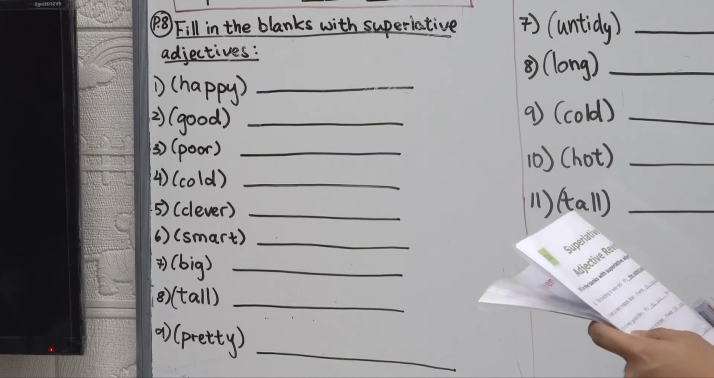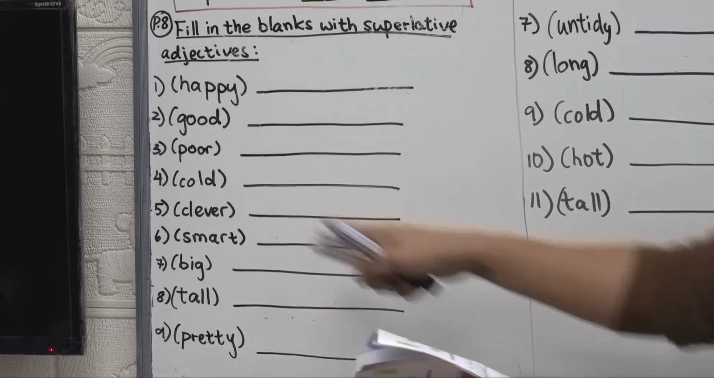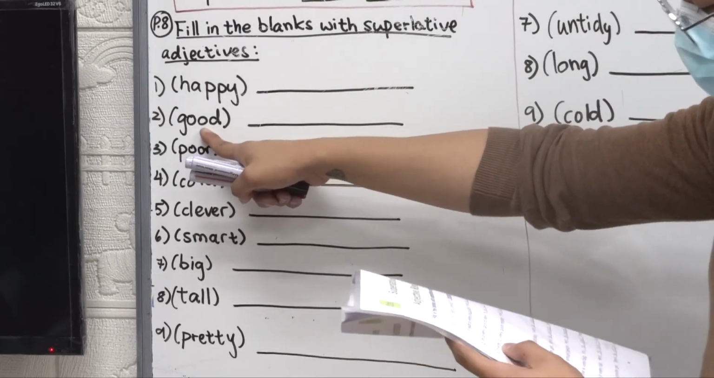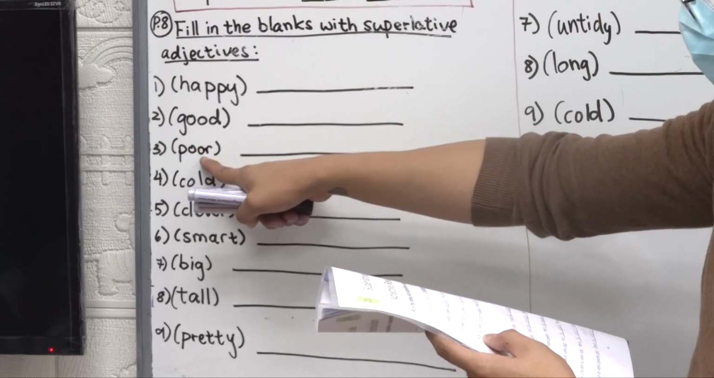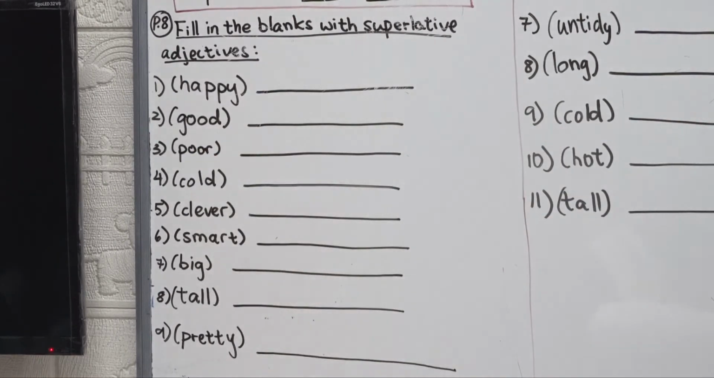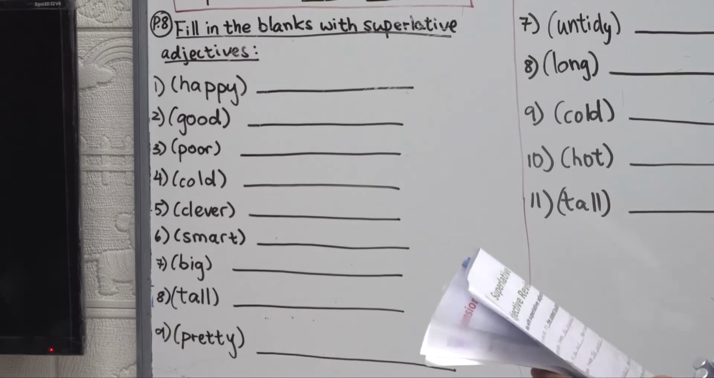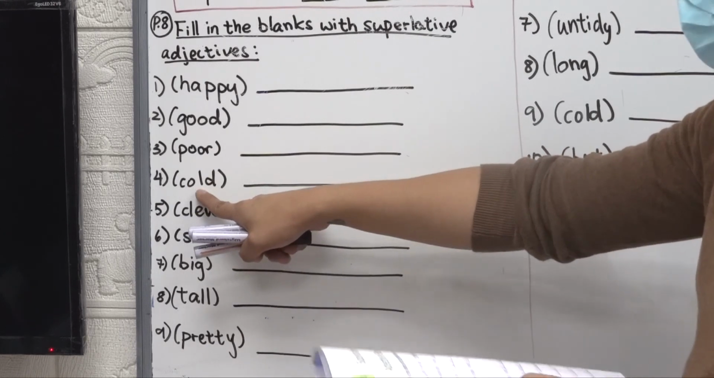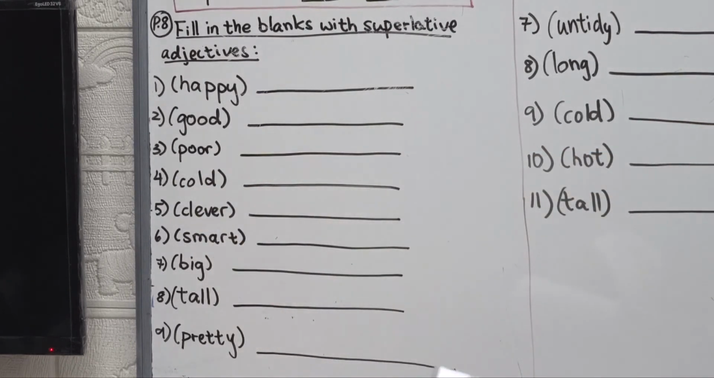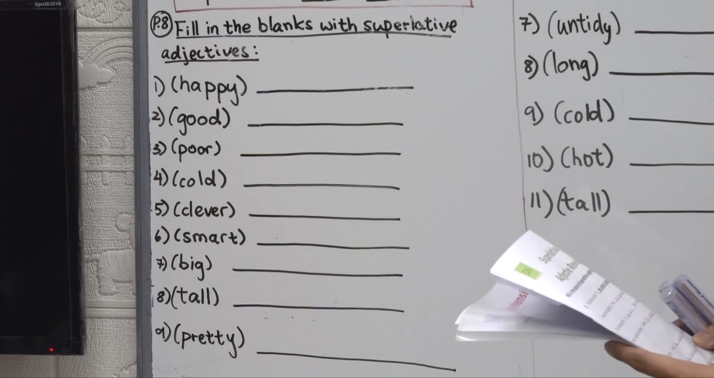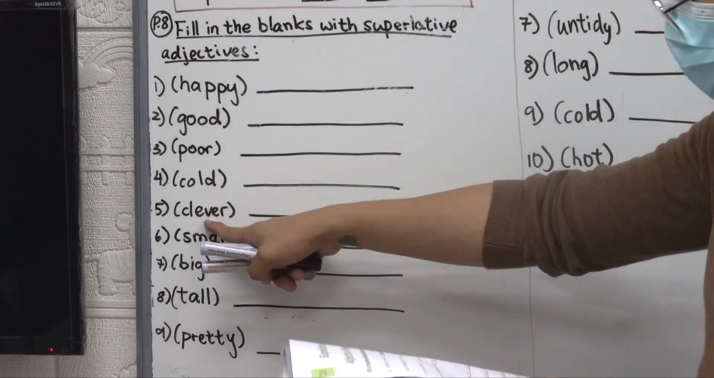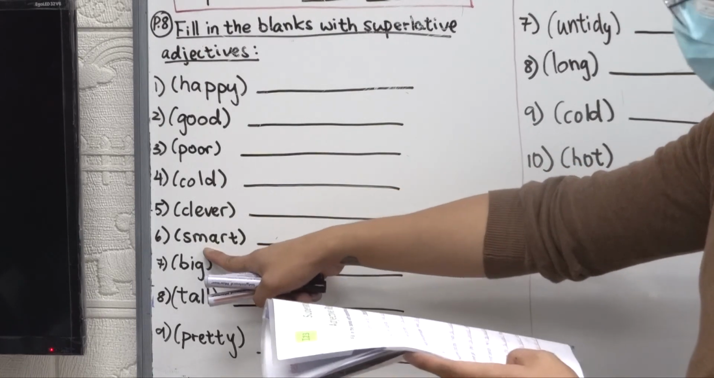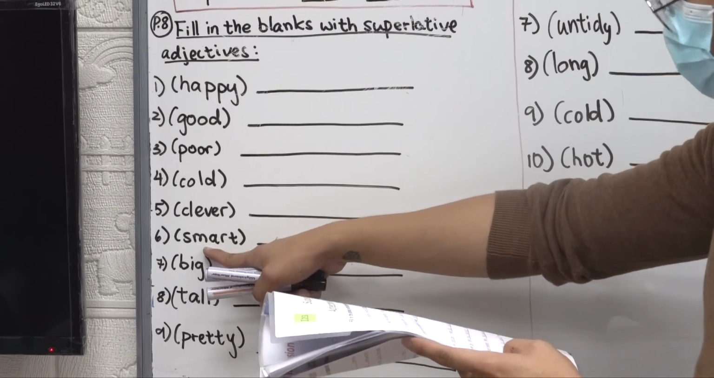Let's read number 2. It's a very good film. So we use good, that's the adjective we can find. Number 3, it was a very poor mistake. Poor here means bad, a bad choice, not people with no money. Number 4, it was a very cold day. Number 5, she's a clever girl. Clever means smart. Number 6, another word for clever, smart: he's a very smart person.